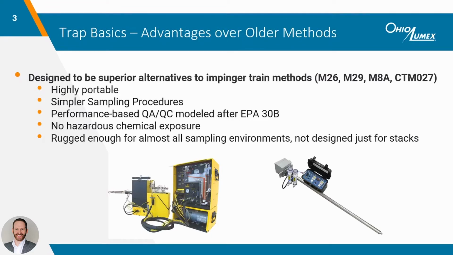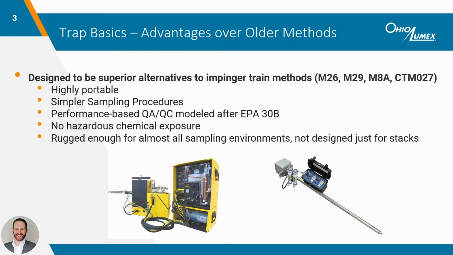Ohio Lumex has focused on developing sorbent trap methods because they provide several advantages over older methods, particularly methods that require the use of impinger trains such as methods 26, 29, 8A, and CTM 027. Sorbent trap sampling equipment is much more portable than these impinger-based methods, since the required equipment is much more compact. A complete trap sampling system can be assembled within a couple of minutes, and a sampling technician can move the entire system from one location to another in a single trip.